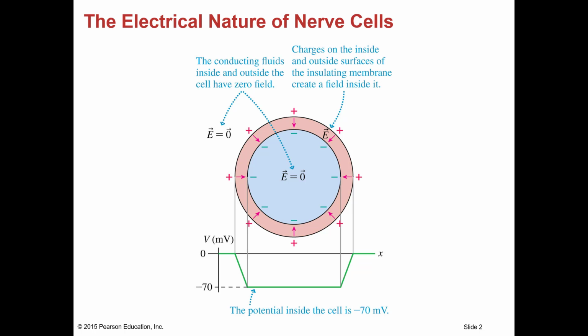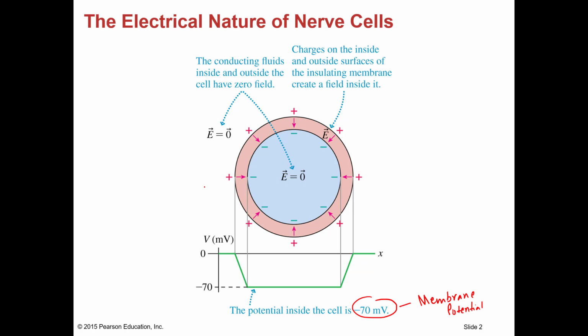And the potential difference of the cell is called resting potential or membrane potential, which is about 70 millivolts. So this is the membrane potential, because it's the potential difference across the cell membrane. It's also called resting potential because that's the initial potential without any stimulus.